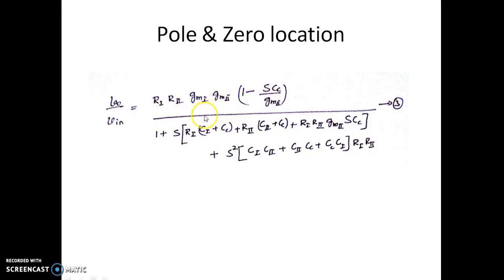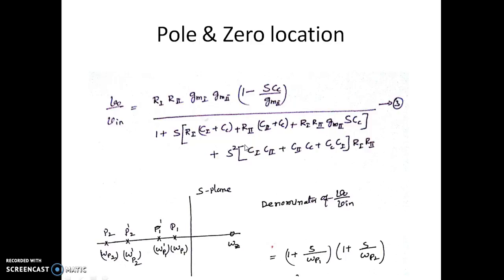Now this is fine. Now we are taking out the coefficients of S, grouping the coefficients of S and S square. Upon doing that, we can see we have the poles. The original poles were at P1 dash and P2 dash without compensation. They get moved to P1 and P2, and there is a zero also coming into the picture.